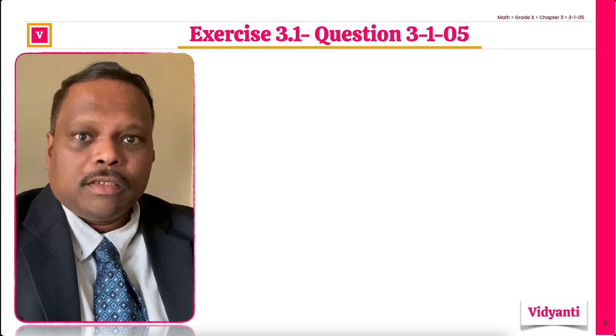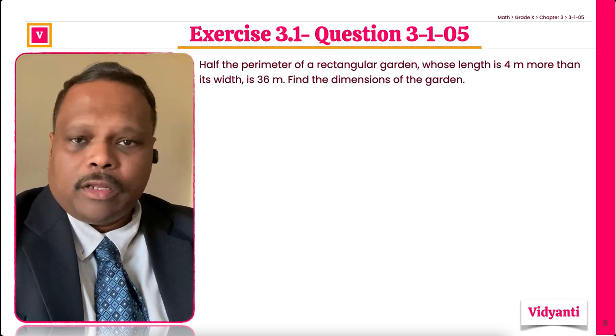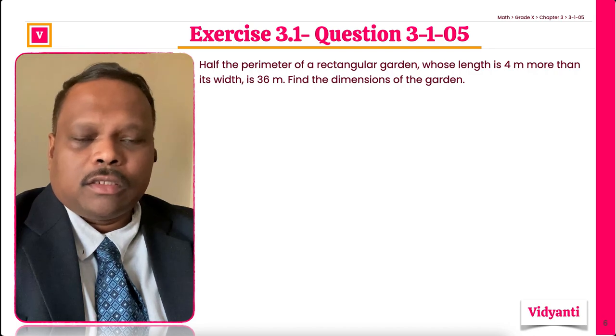Let's see the next question in this exercise, question 315. Half the perimeter of a rectangular garden whose length is 4 meters more than its width is 36 meters. Find the dimensions of the garden.